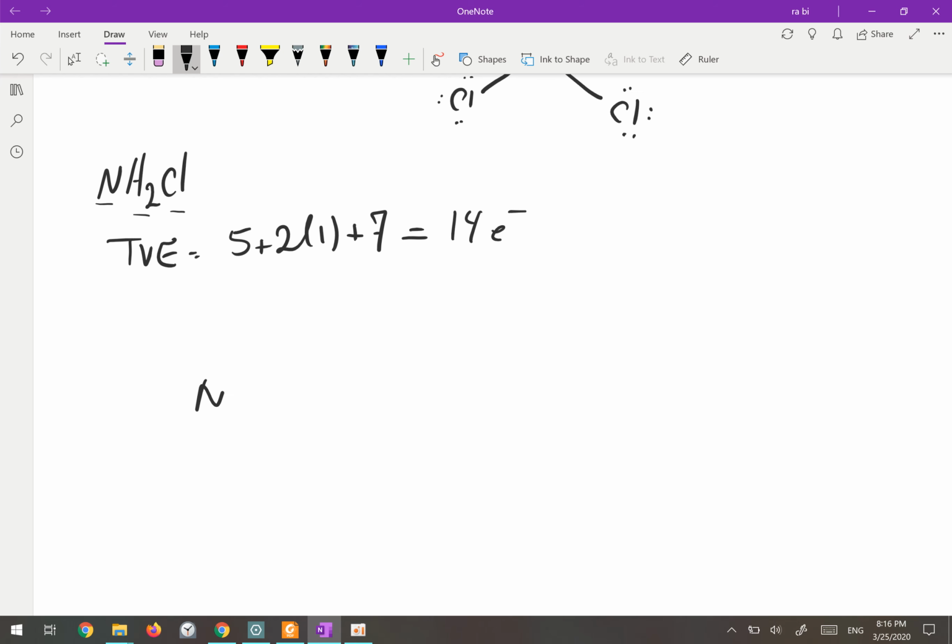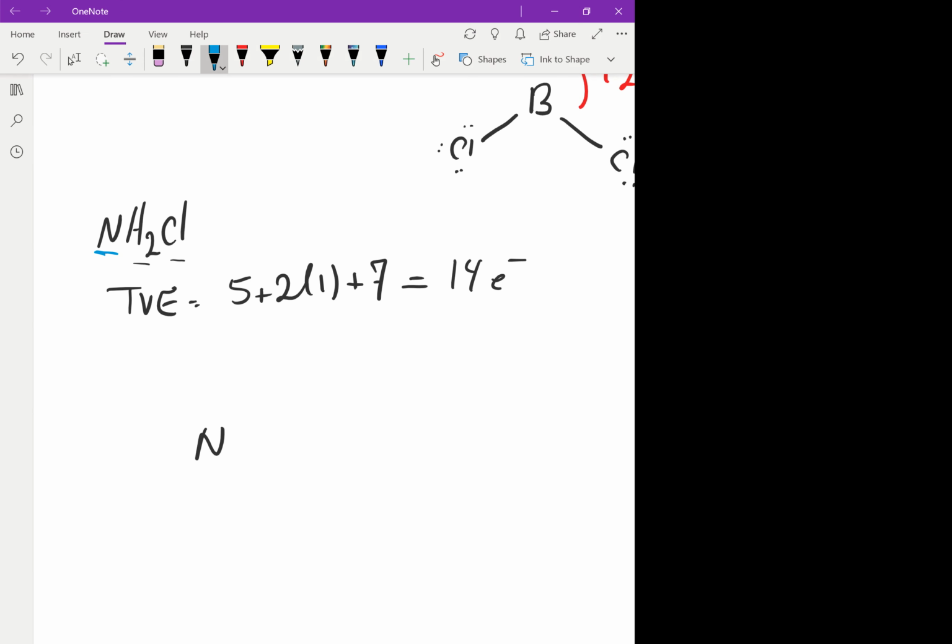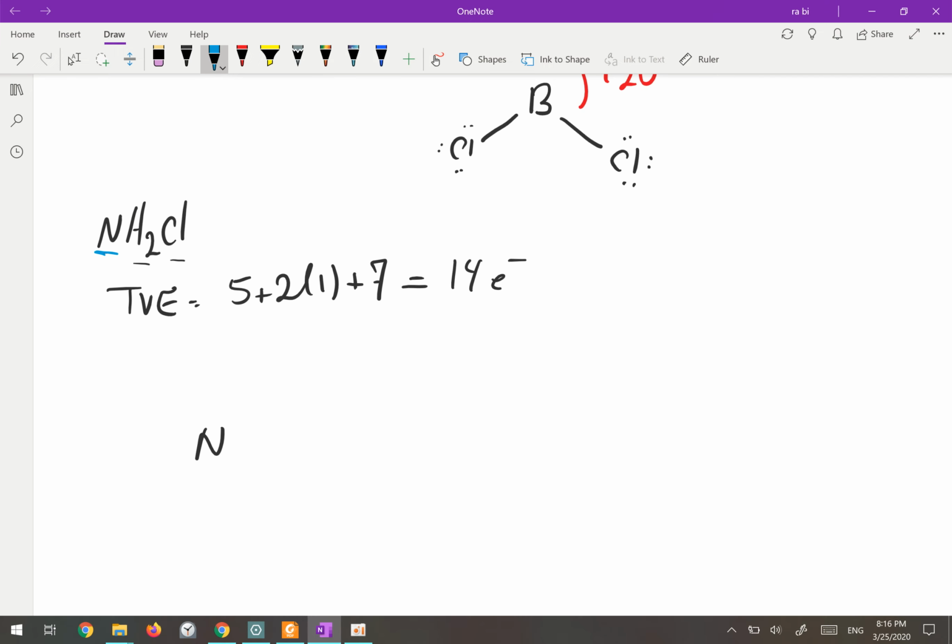Nitrogen comes to the center. Usually the atom which is written at the left side comes to the center. Or we can say the atom which needs more electrons to become octet. Nitrogen has 5 electrons. It needs 3 electrons to become octet. Chlorine has 7 electrons. It needs only 1 electron to become octet. So nitrogen comes to the center.